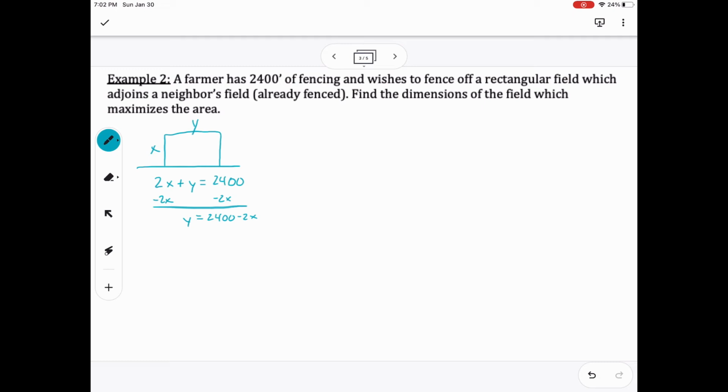So here, because they told us the amount of fencing, that's kind of like talking about the perimeter. So that would be 2x plus y equals 2,400, because that fourth side is already fenced, so we don't need to fence it. I isolated y for that.